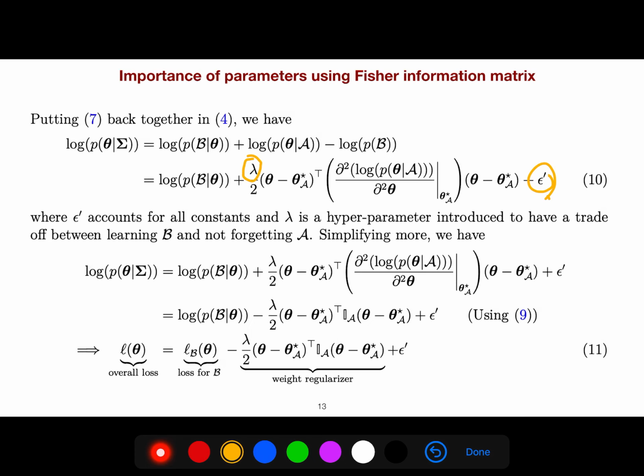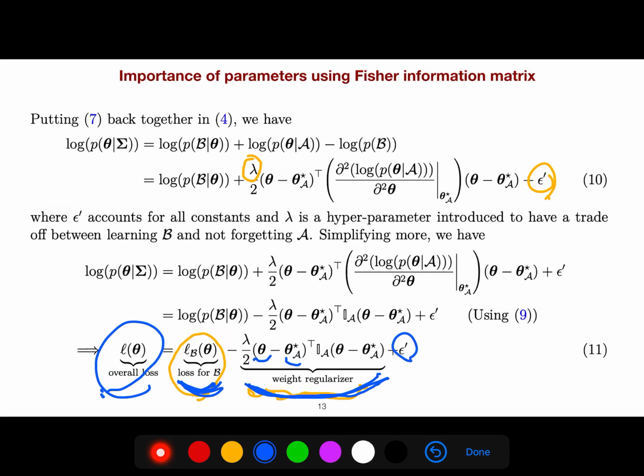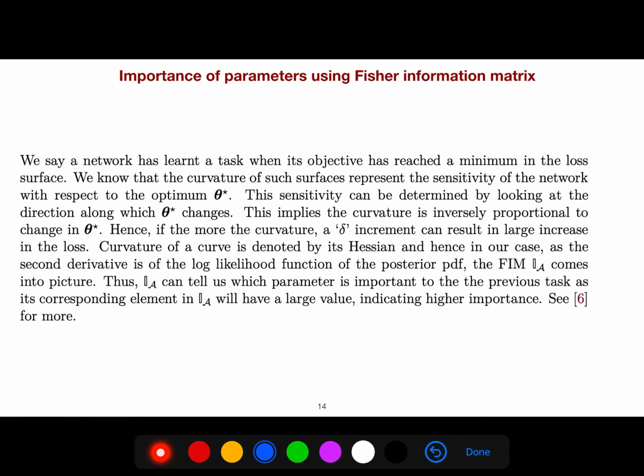And so this approach is a kind of regularization because you have a weight regularizer, and the loss of B is separated from this weight regularizer. But the total loss is this. You consider B, but you don't want to forget A. So this is the weight regularizer. You want theta to be as close as possible to theta A. And as I said, epsilon prime is just all the constants that you have.